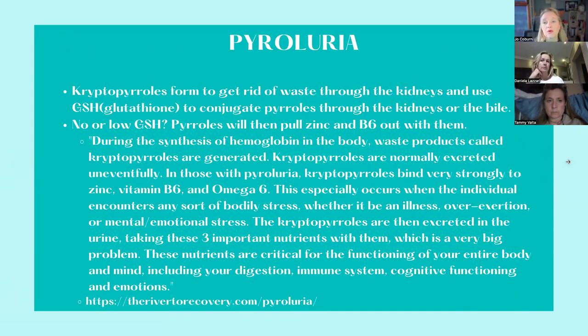So pyroluria is a condition that we're going to go over also. Cryptopyrroles form to get rid of waste through the kidneys and use glutathione to conjugate pyrroles through the kidneys or the bile. If you have no or low glutathione, pyrroles will then pull zinc and B6 out with them. During the synthesis of hemoglobin in the body, waste products called cryptopyrroles are generated.